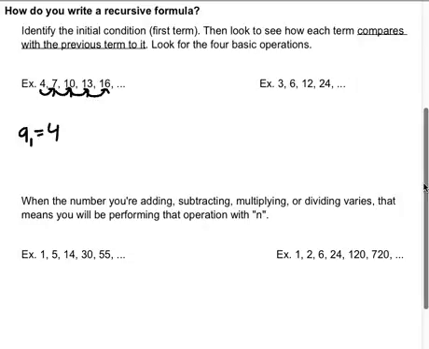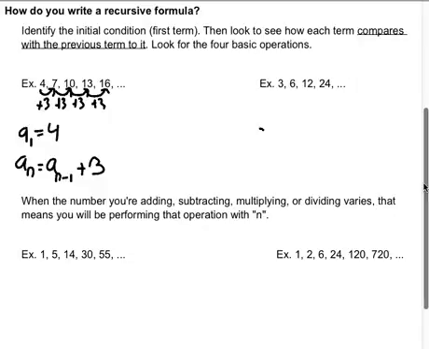Okay, so here I'm adding 3 each time to go from term to term. So how do I write that? Well, I take my previous term and I'm just adding 3 to it. So remember, recursive terms or recursive sequences are always in terms of n minus 1. Explicit are always in terms of n.